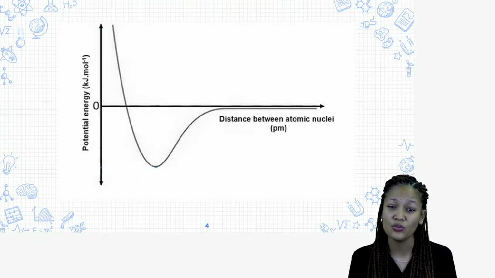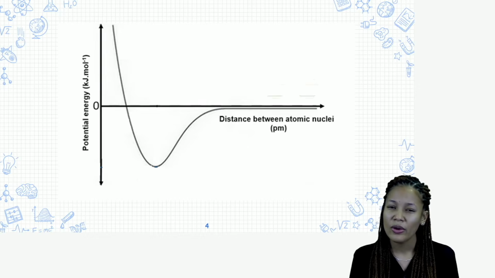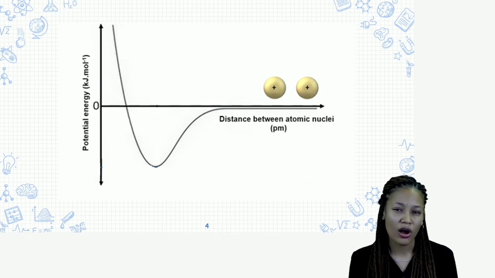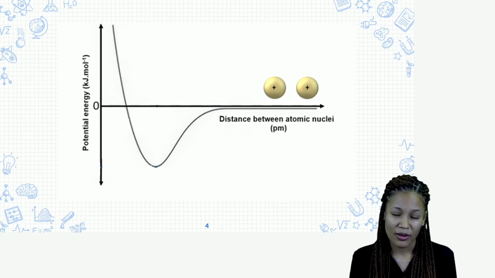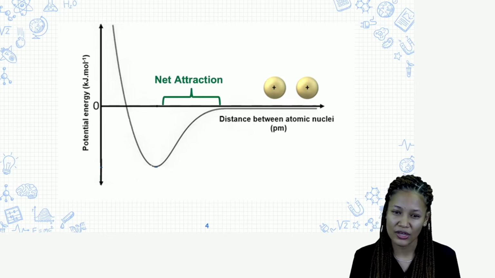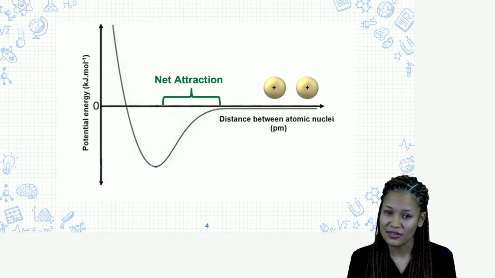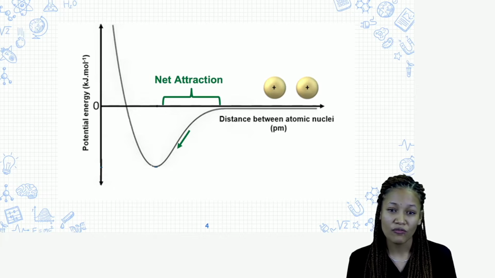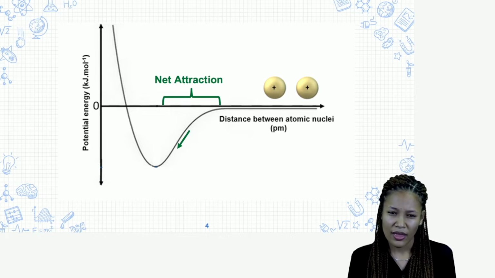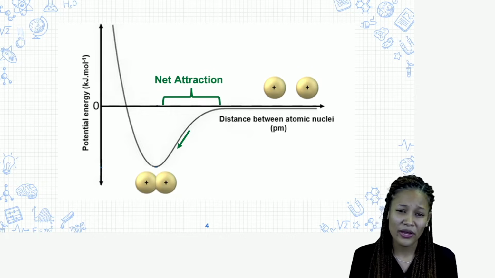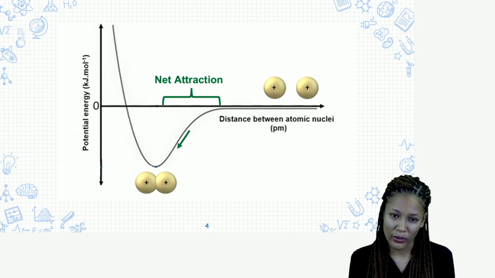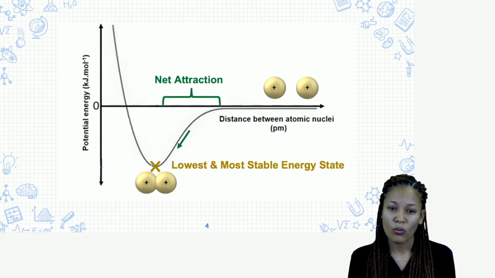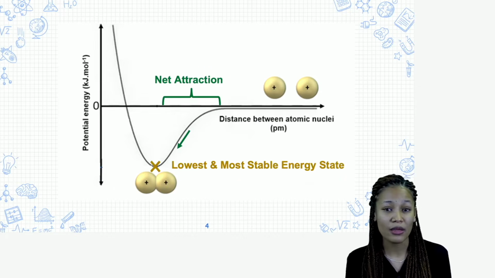Now, your teacher may have introduced you to this graph, which is a graph of potential energy versus the distance between atomic nuclei. When our atoms are very far apart, they don't exert much force on each other. But if we move them closer and closer together, we find that they experience a net force of attraction. And this is what is responsible for the graph going down. At some point, the potential energy becomes very low.